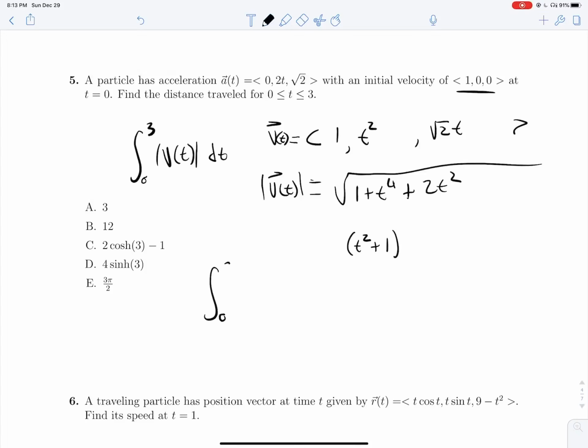So now we can take the integral from 0 to 3 of t squared plus 1 dt, which is t cubed over 3 plus t, from 0 to 3, which will give us 12.